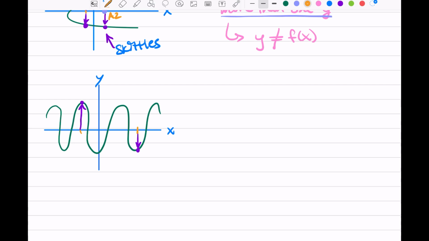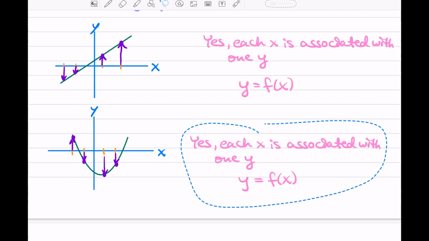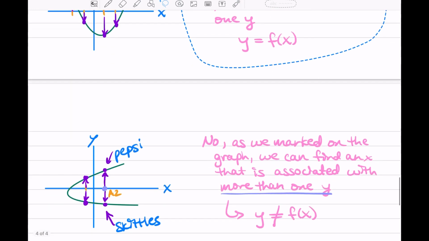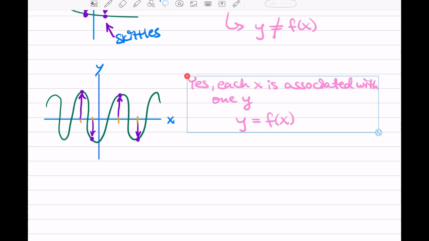All right, let's try a few more points. Okay, that point here is associated with one Y. Here, associated with one Y. We keep seeing that each X here is associated with one Y. So it looks like we have a function. We can't find any example where we get Pepsi and Skittles, where we get two Ys. So we can bring down our answer. And you'll get the same answer every time, because a function has just one definition. We have each X associated with one Y. So we say Y equals f of X.